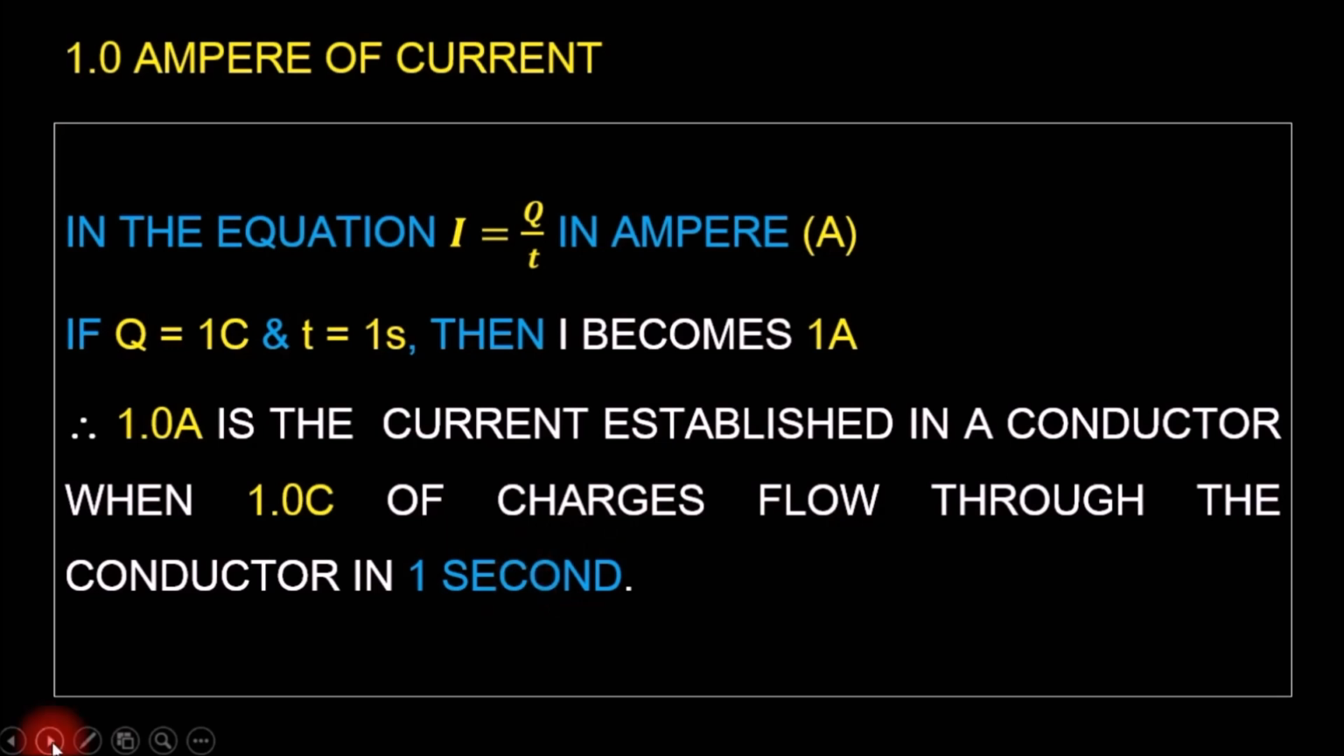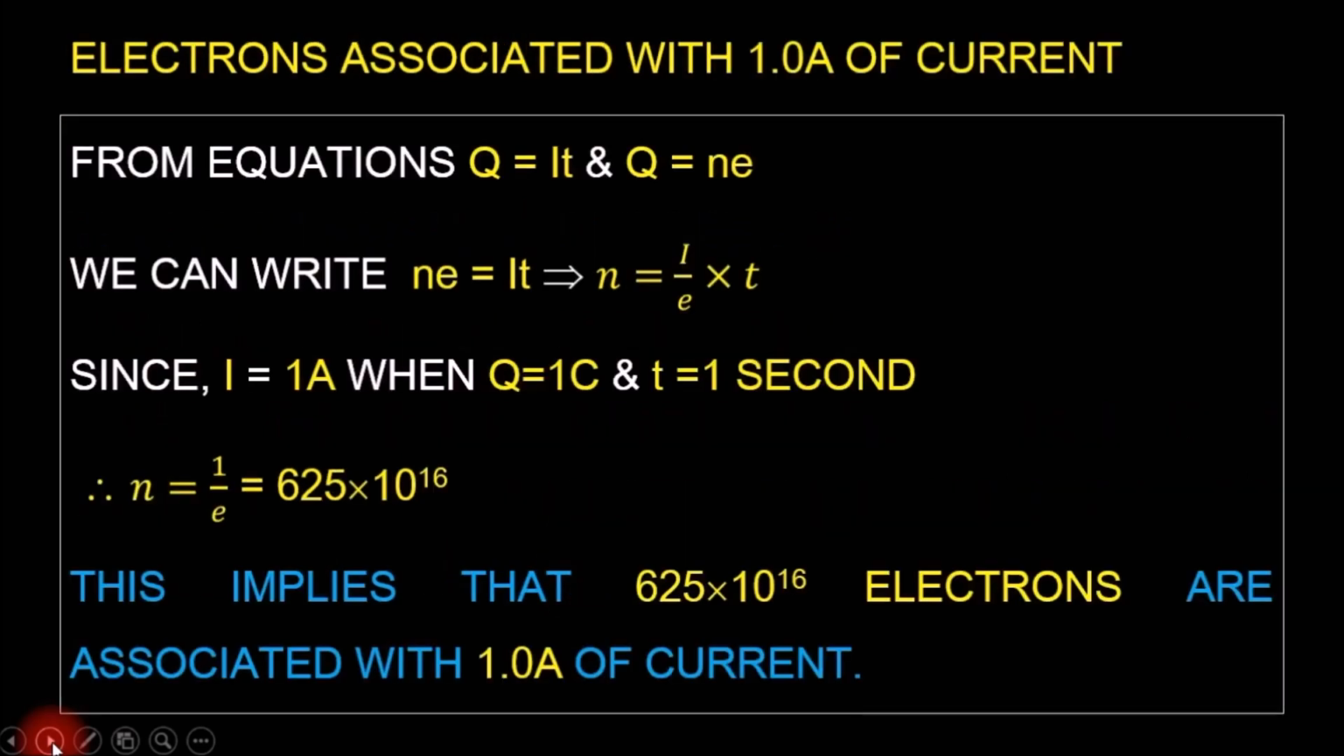I hope it is clear to you. Further, let us see how many electrons are associated with 1 ampere of current. Again, from the equation Q equal to IT and Q equal to NE, you can write NE equal to IT. This implies N equal to I upon E multiplied by time.